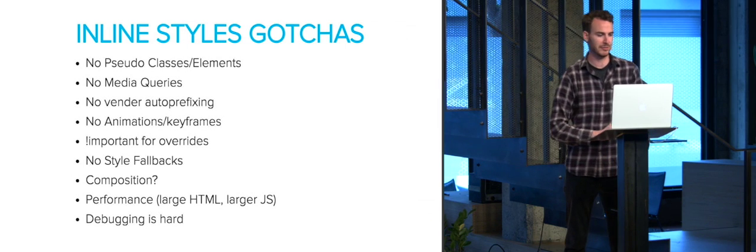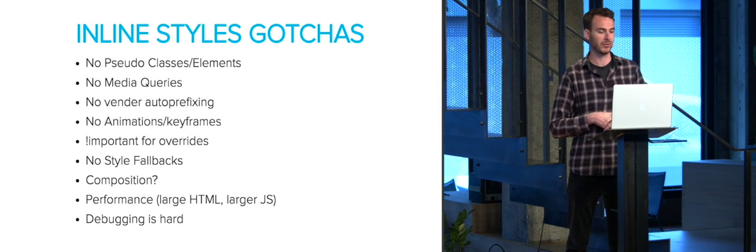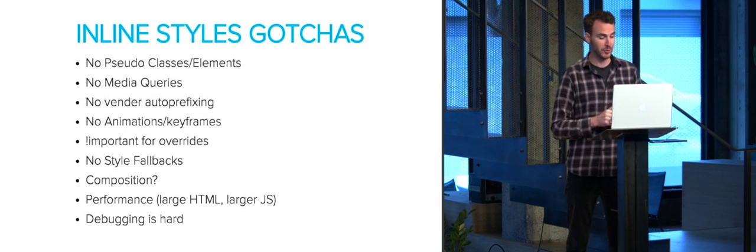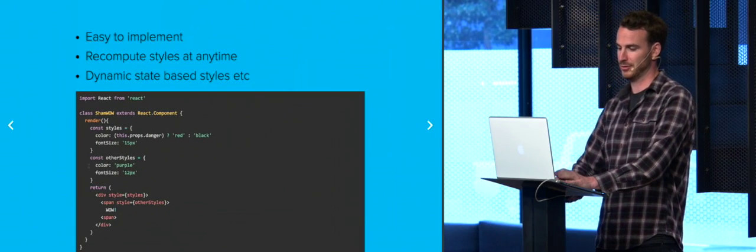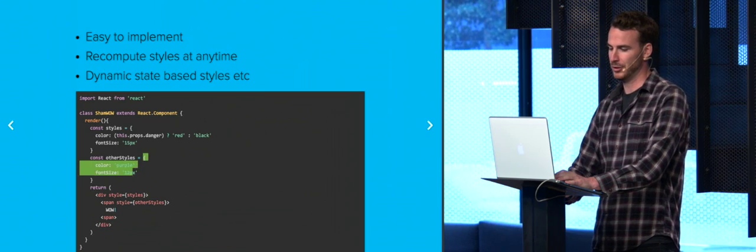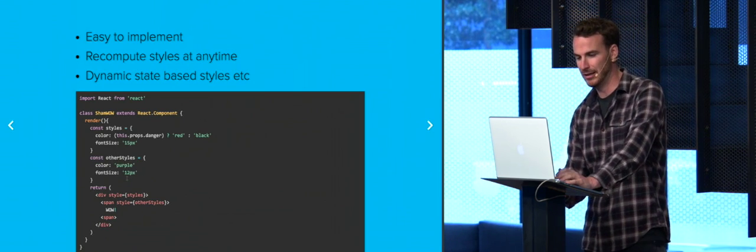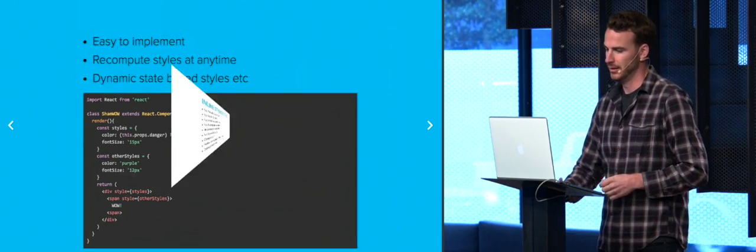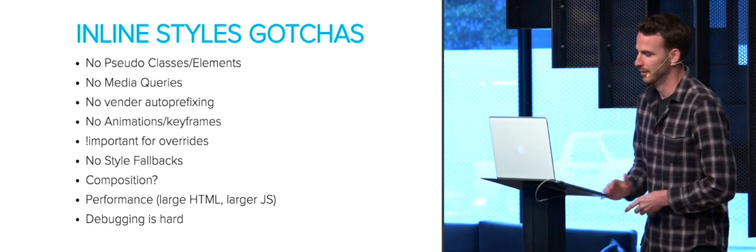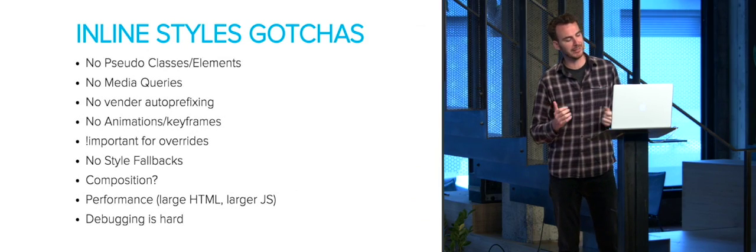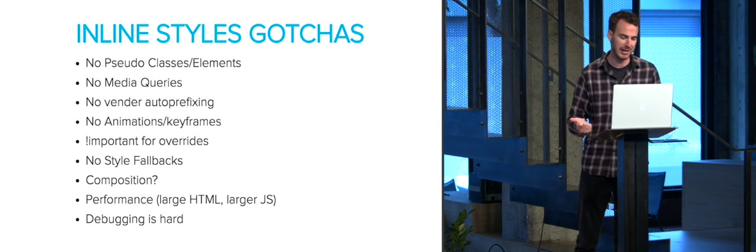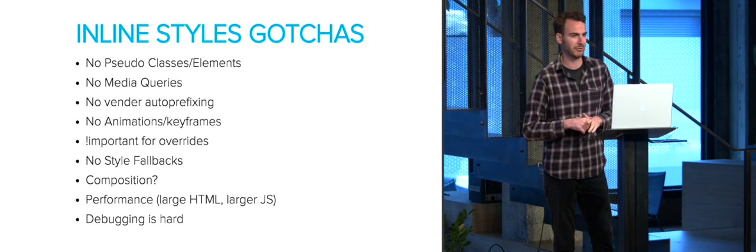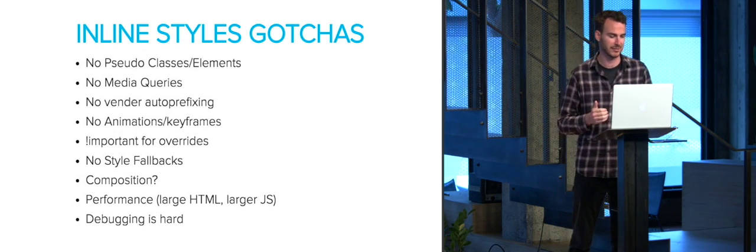But there's a couple of gotchas with this. You can't do pseudo classes or elements like before or after with CSS. There's no media queries because you basically have this object to work with, where you give it the keys of CSS values that are camel cased. You can't do important for overrides. You can't do style fallbacks for older browsers that may use a different flexbox syntax.